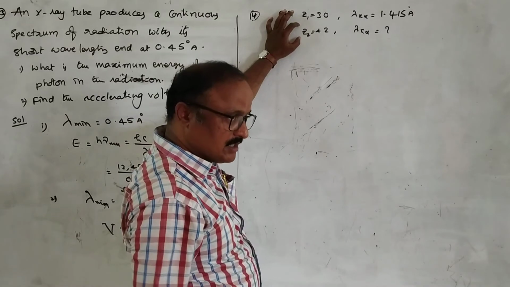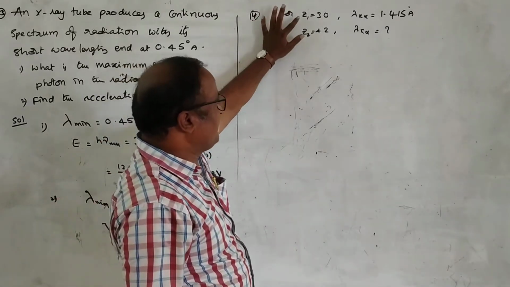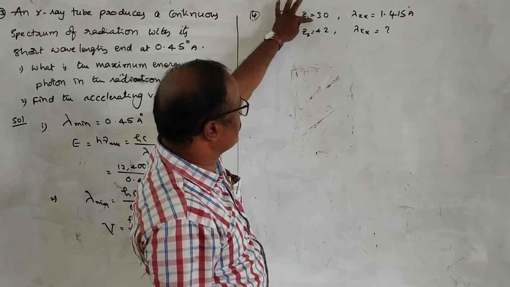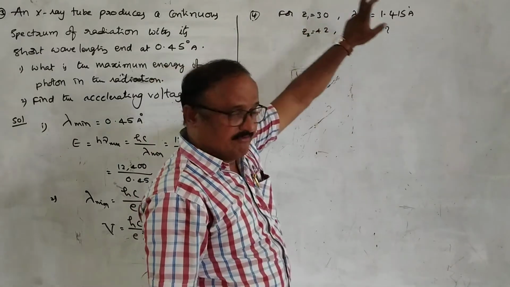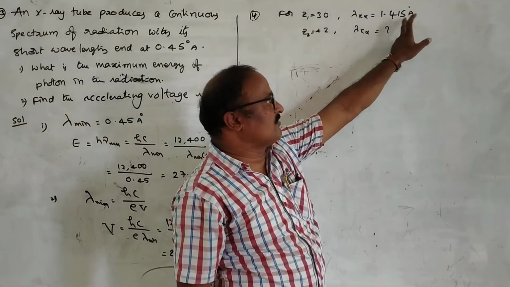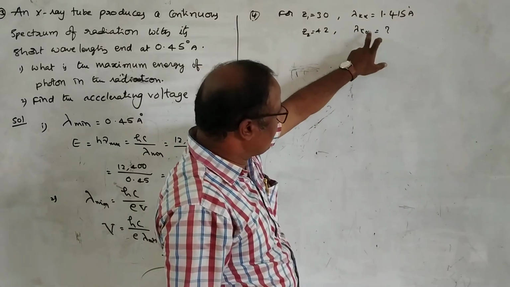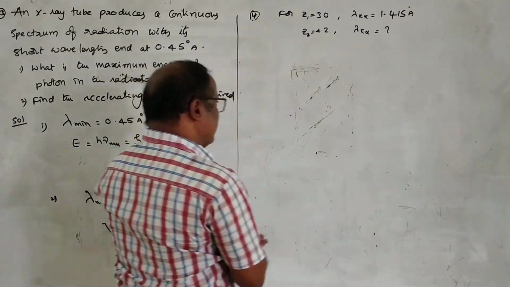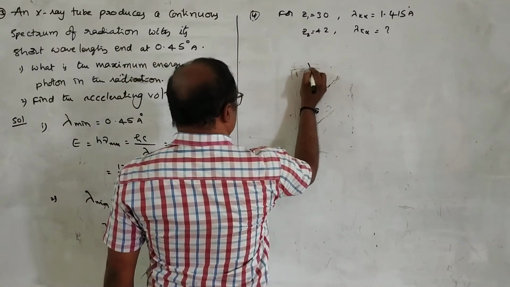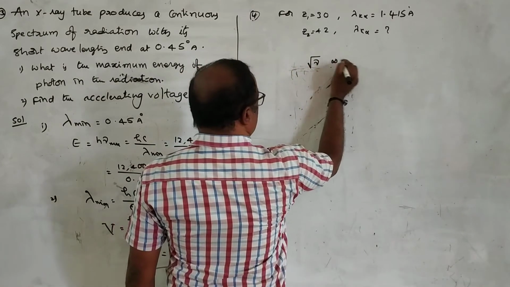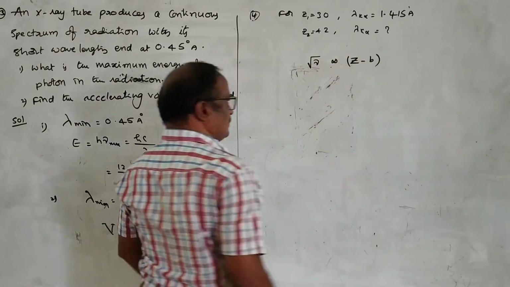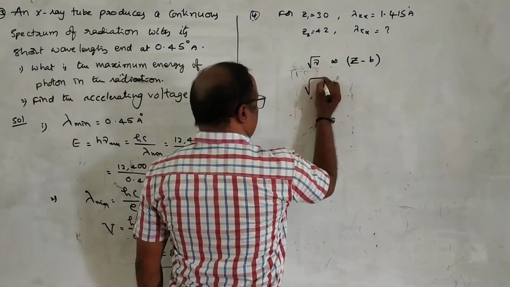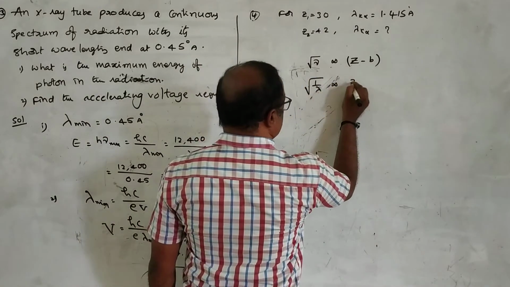It means in the X-ray tube, first the target is made of zinc, second it is made of molybdenum, whose atomic numbers are 30 and 42. In the first case, the wavelength of the K alpha emitted is 1.415 angstroms, and find the value of lambda for the same line in the second case. Now, what is the relation between K alpha and Z? According to Moseley's law, root nu is proportional to Z minus 1. Nu is also proportional to 1 by lambda, so root of 1 by lambda is also proportional to Z minus 1.